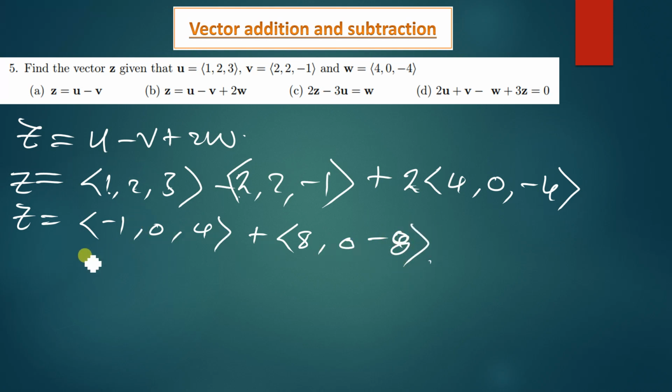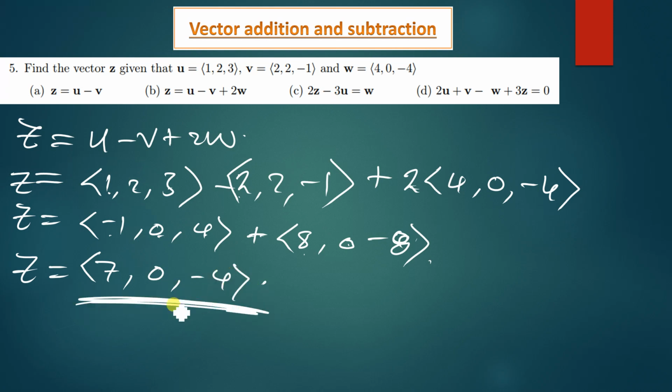So we add these two vectors now. Addition of these vectors will also be done the same way; we add the corresponding components. So the x component plus the x component: negative 1 plus 8 gives 7, 0 plus 0 gives 0, 4 plus negative 8 gives negative 4. So this is the solution. This is a very simple question.